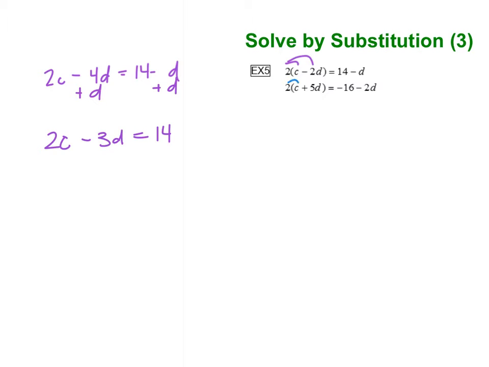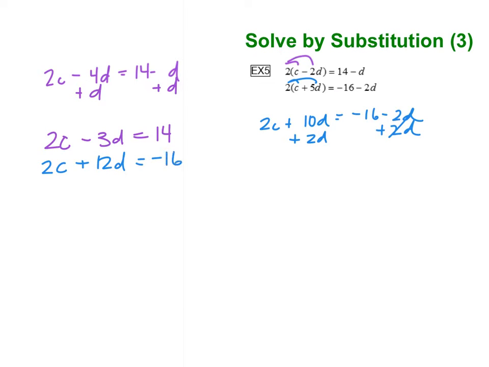All right, so that one's set. Next one, got to distribute that also. 2c plus 10d equals negative 16 minus 2d. So I'm going to get the d's on the same side. And I'm going to write my answer over here. 2c plus 12d equals negative 16.